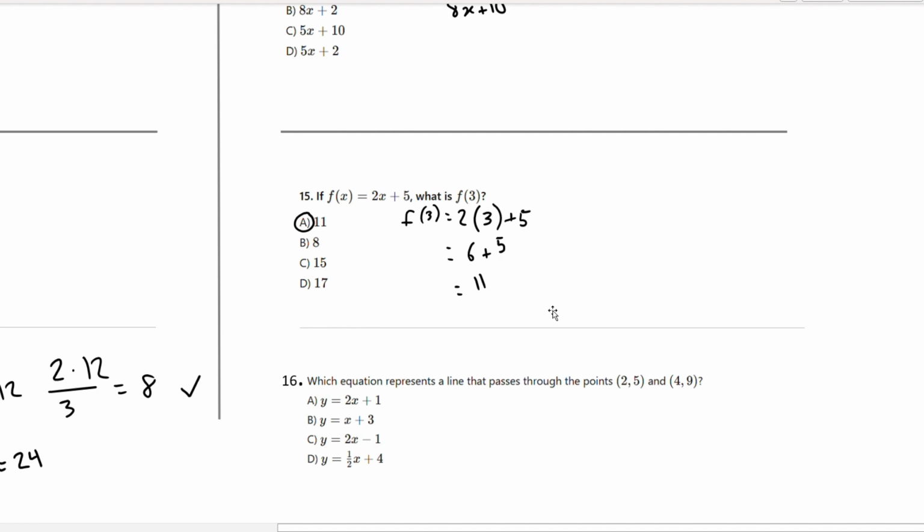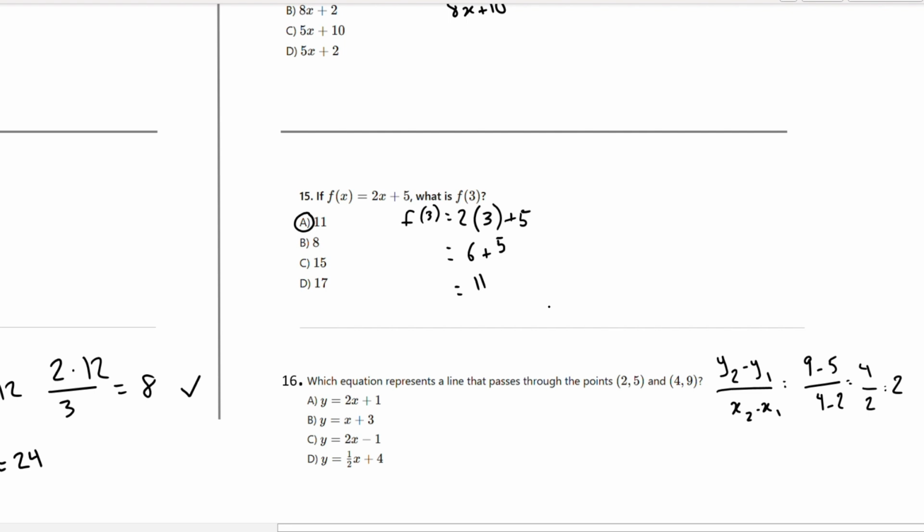So 16 says, which equation represents a line that passes through the points (2, 5) and (4, 9)? So it would be y2 minus y1 over x2 minus x1. And even though this is a simple formula, I really don't like memorizing, so I usually just graph it. I graph these 2 points and then find the slope by using rise over run. So it would be 9 is y2, 5 is y1, x2 is 4, x1 is 2, so it would just be 4 over 2, which is just 2.